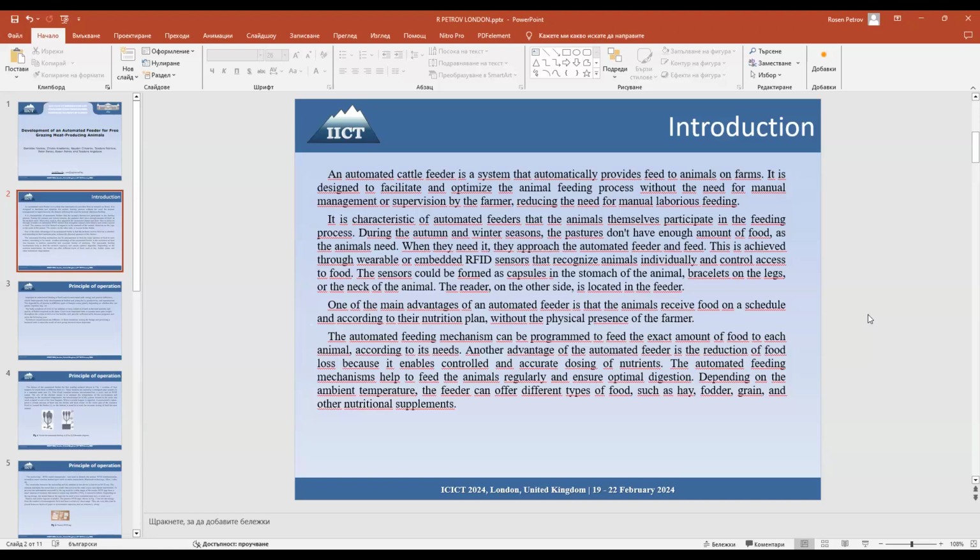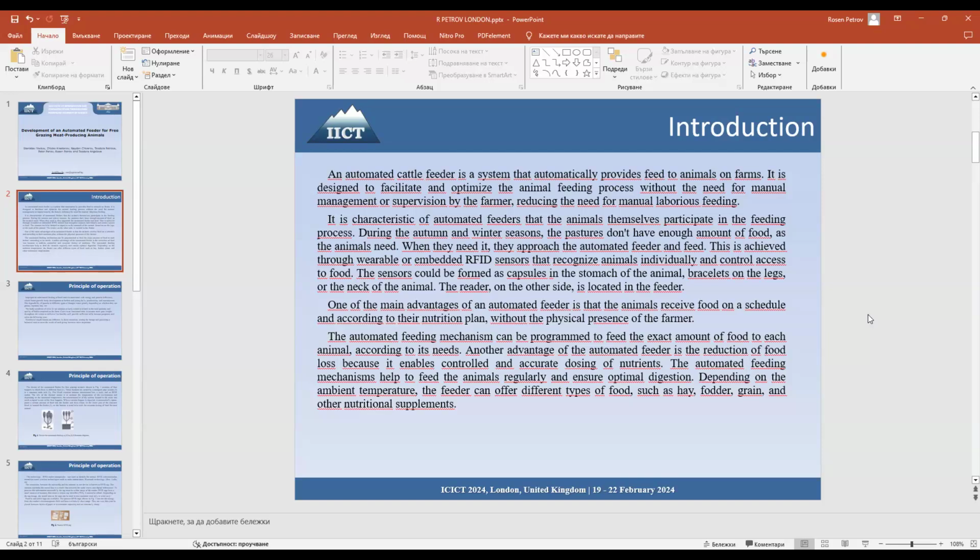The reader on the other side is located in the feeder. One of the main advantages of this automated feeder is that animals receive food on schedule and according to their nutrition plan, without the physical presence of the farmer. The automatic feeding mechanism can be programmed to feed the exact amount of food to each animal according to its needs.